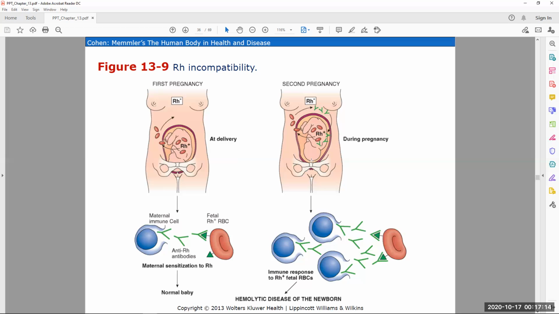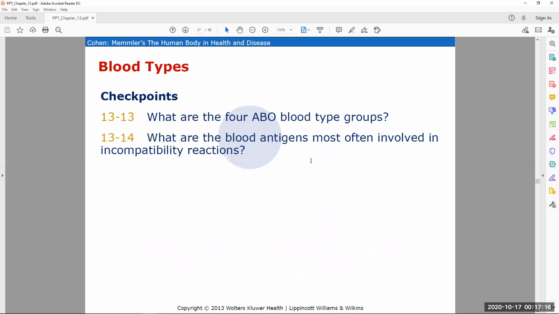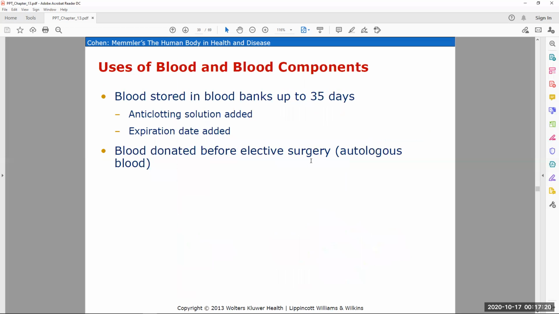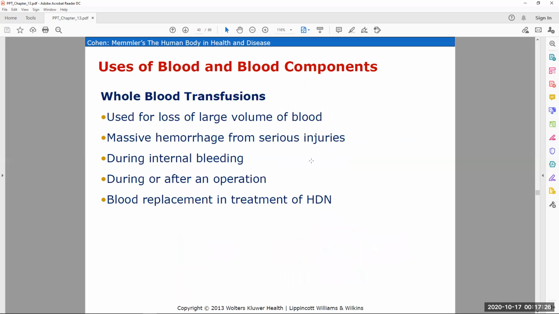There is medication, sorry, which could be taken that eliminates this eventuality. All right, so blood components. So blood is stored in blood banks, right? And it is donated before elective surgery, and you will see this in your professional career.